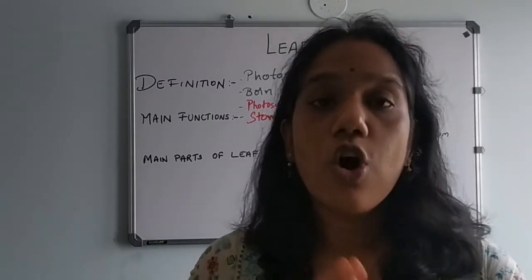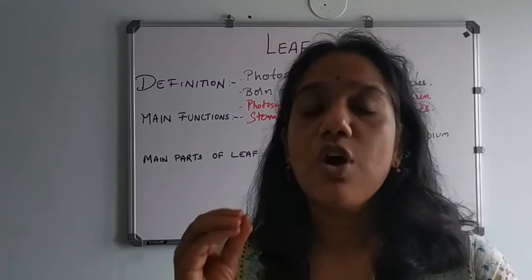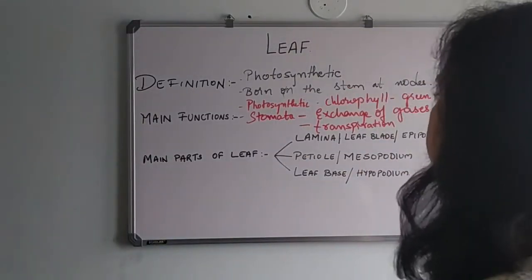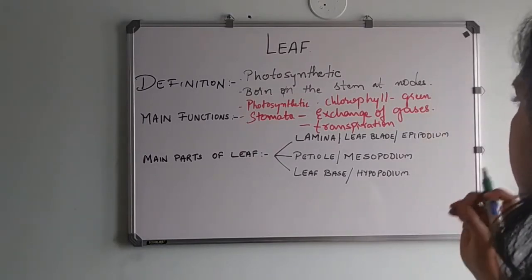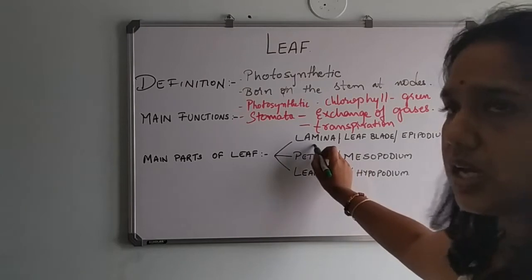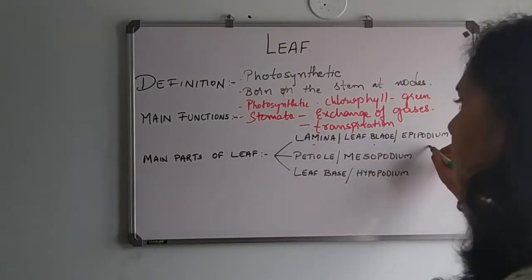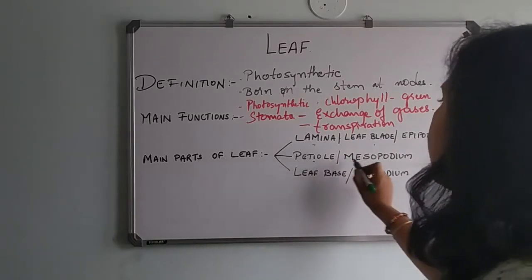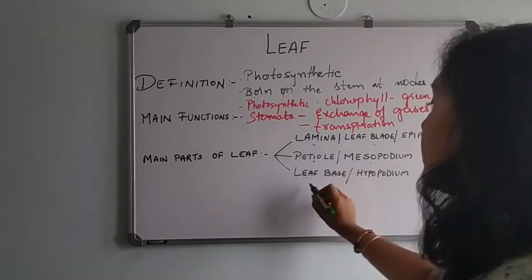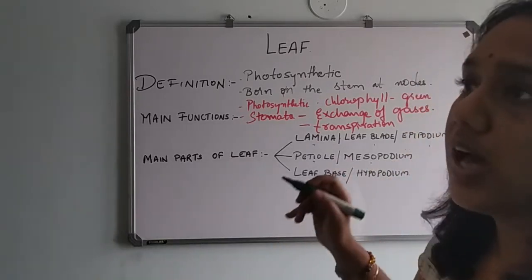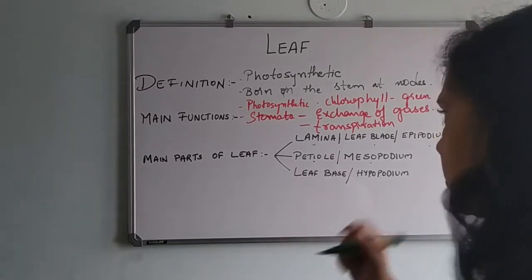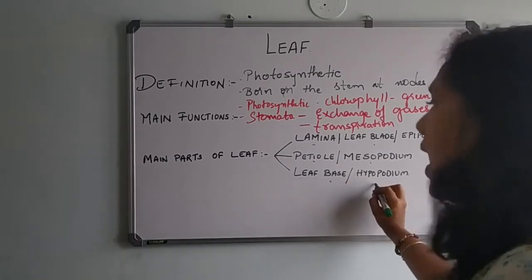So having mentioned all the important functions of the leaf, now we are going to know about the structure of the leaf. The structure of the leaf involves three main important parts. They are called the lamina, or the leaf blade, or the epipodium. Then the petiole or the stalk of the leaf, also called the mesopodium. The leaf base, from which the petiole arises from the node of the stem, or where it is attached to the stem, is called the leaf base or the hypopodium.